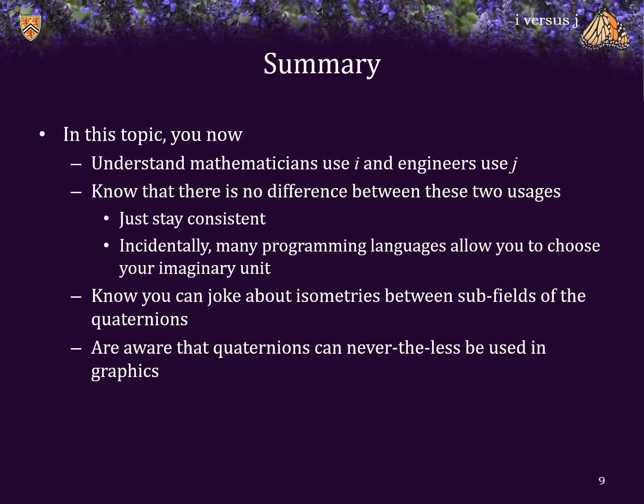All right, in this topic, you now understand that mathematicians use i and engineers use j. You know that there is no difference between these two usages. Just stay consistent. By the way, many programming languages allow you to choose your imaginary unit, so you can use either i or j. You know you can joke about isometries between subfields of the quaternions, and you are aware that quaternions can nevertheless be used in computer graphics.